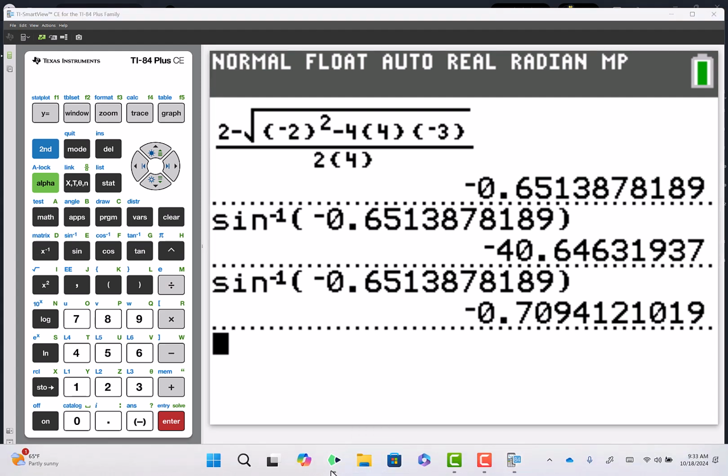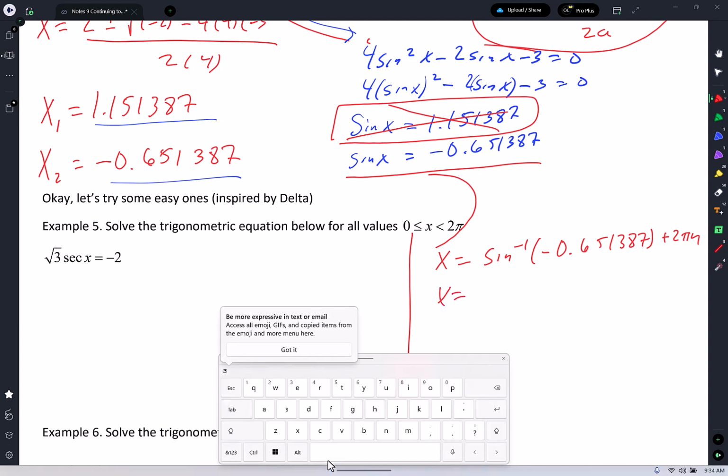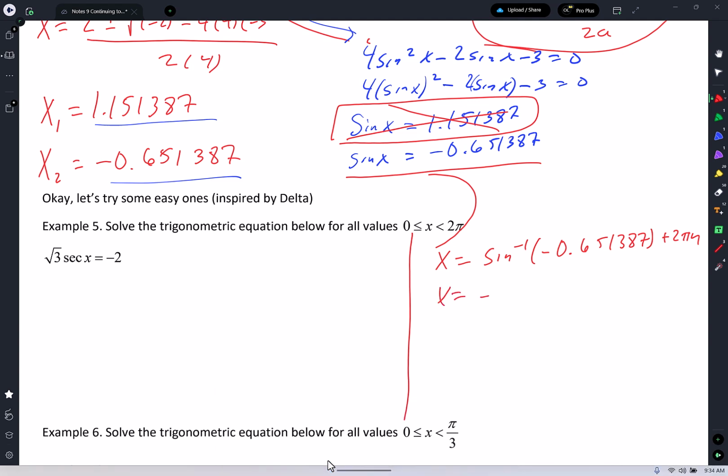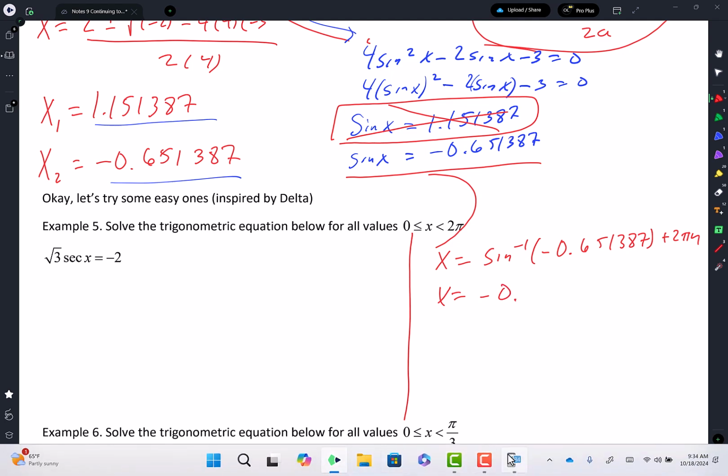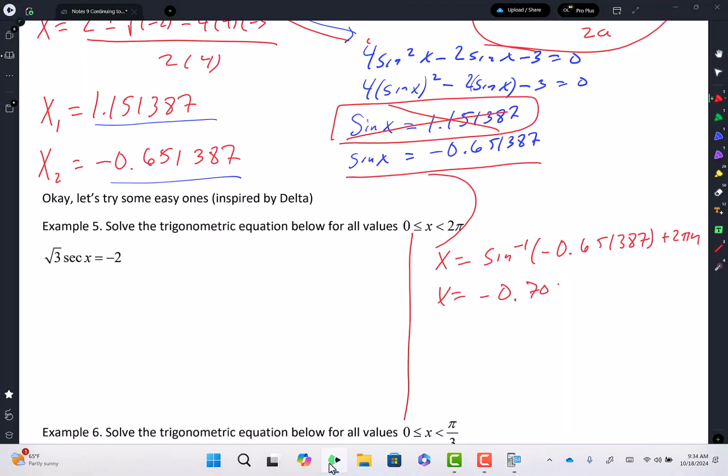So here we go. X equals negative, I already forgot it. What was it? 0.70941 plus 2 pi n. Make sure you guys are trying on your calculators as well. That's my general equation.